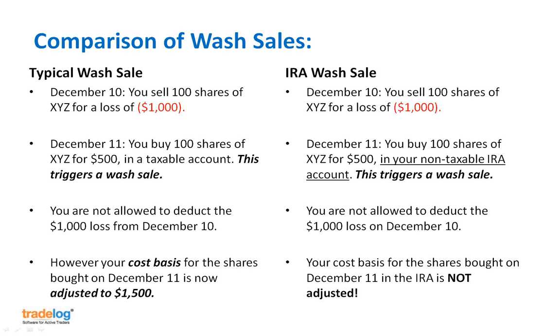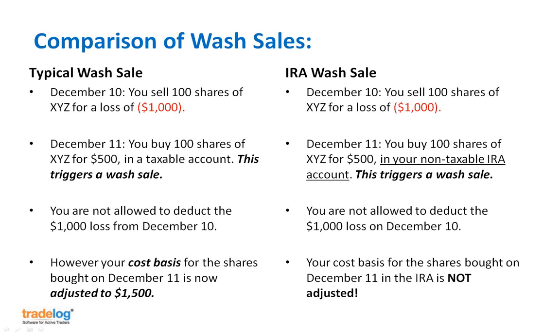So you have a wash sale, but it's an IRA wash sale because the acquisition occurs in the non-taxable, the IRA account. So in this scenario, the IRS, of course, says you're not allowed to deduct the $1,000 loss on December 10th, so we strike that. But you don't make an adjustment to the basis for the shares that were bought on December 11th because they're in an IRA. So they're not adjusted. The cost basis of those replacement shares is still $500. So what happened to that $1,000 loss?